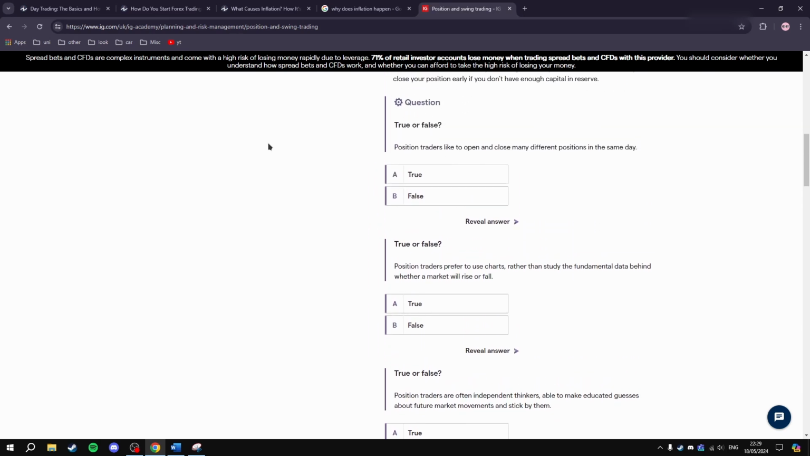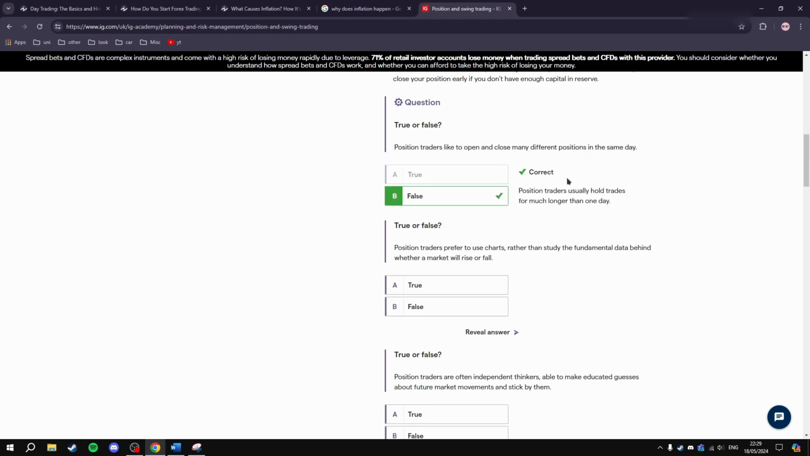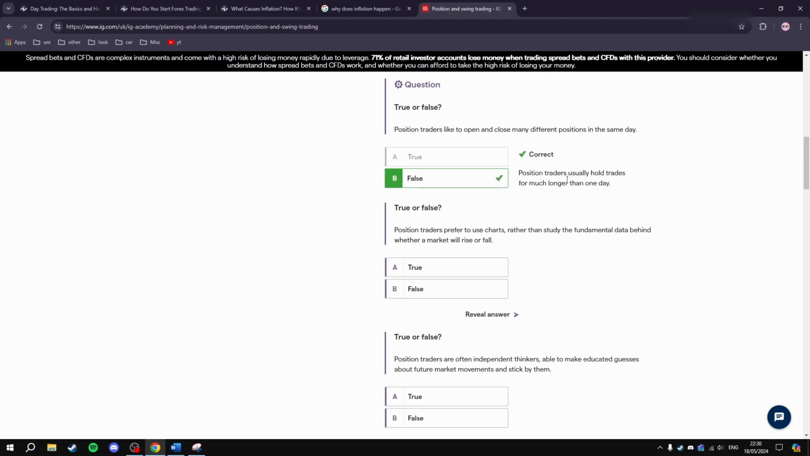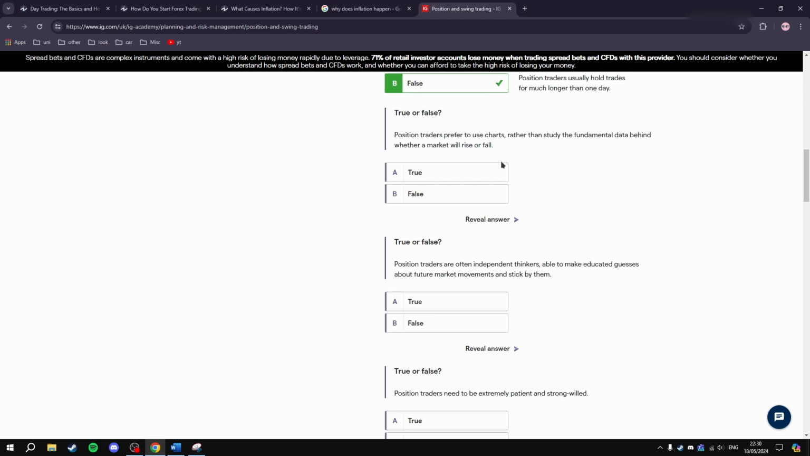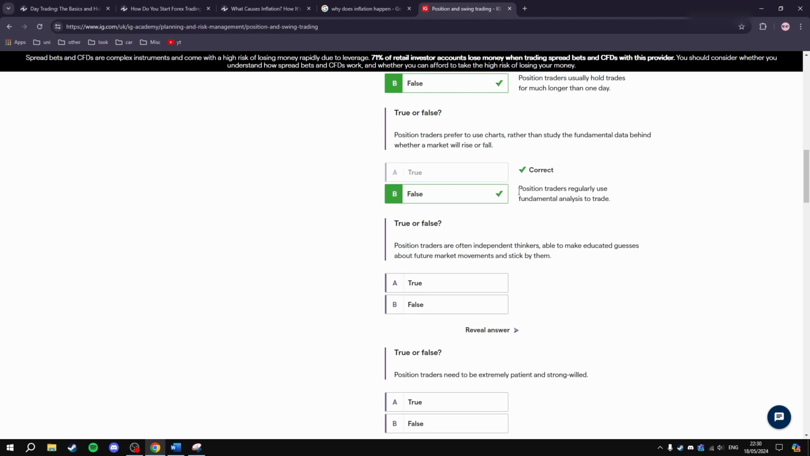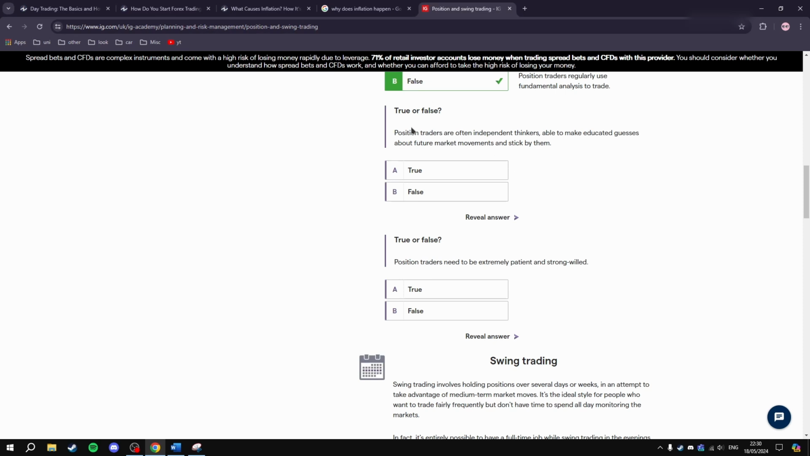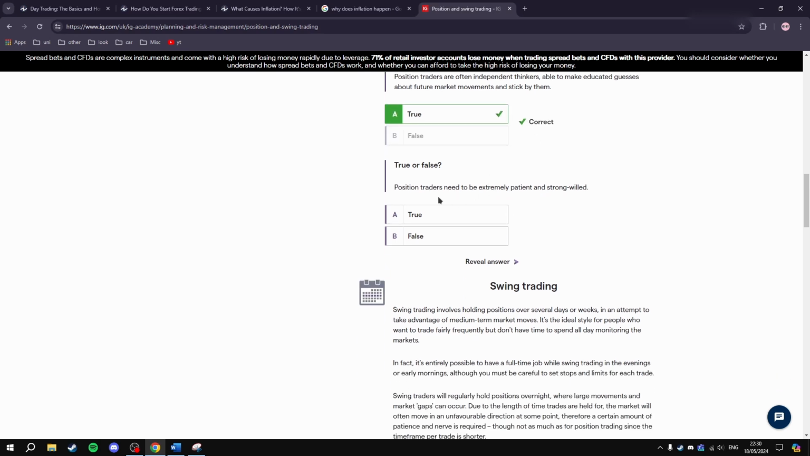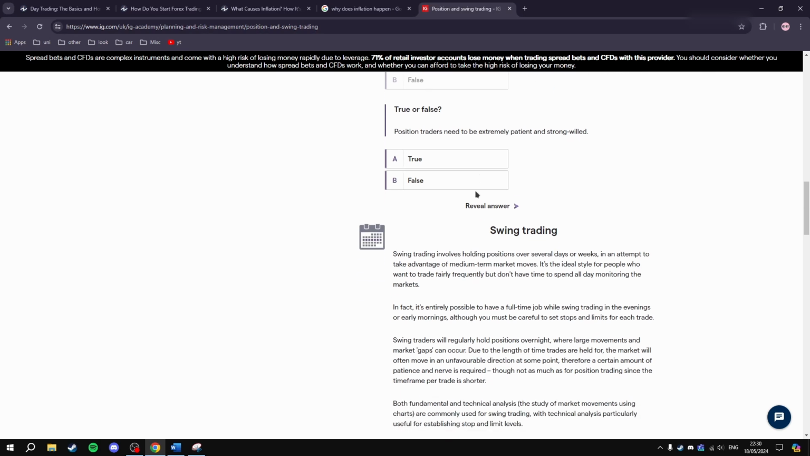True or false? Position traders like to open and close many different positions in the same day. False. Position traders usually hold trades for much longer than one day. True or false? Position traders usually prefer to use charts rather than study the fundamental data behind whether a market will rise or fall. False. Position traders regularly use fundamental analysis to trade. True or false? Position traders are often independent thinkers, able to make educated guesses about future market movements and stick by them. True. Correct. Position traders need to be extremely patient and strong-willed.